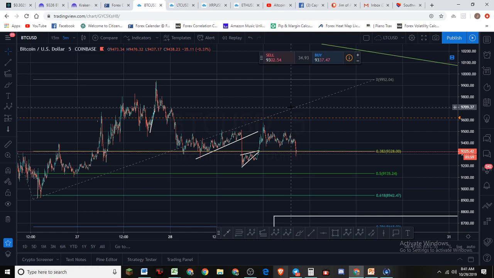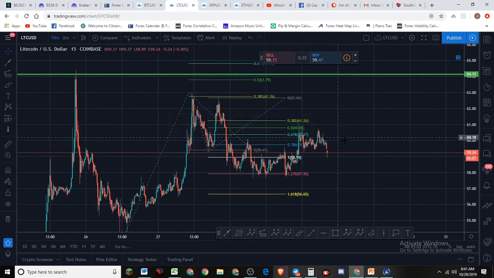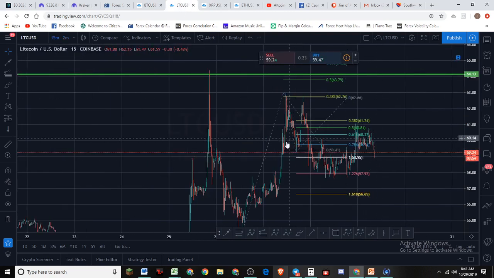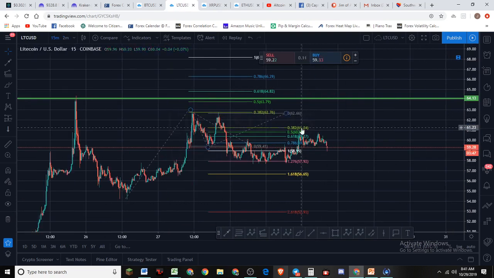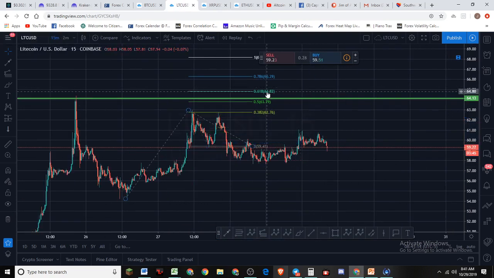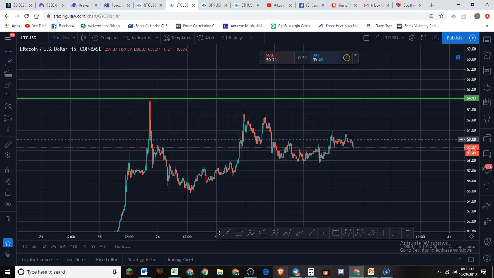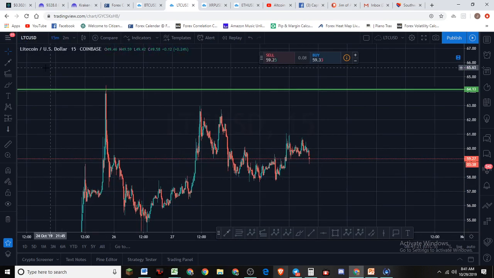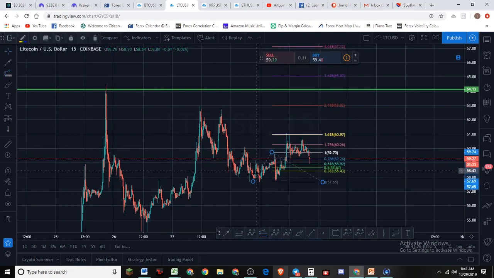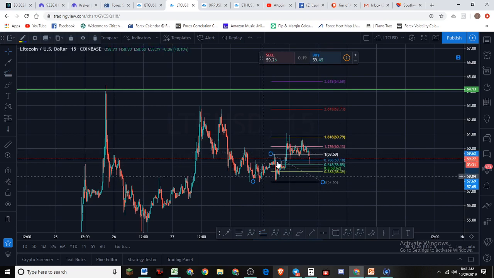All right, let's see here. Let's look at LTC and see what we've got. We got an A wave, a B wave, and it looks like we're coming down as well. But it doesn't have the follow through we're looking for. It's a pretty corrective structure there. 3 waves, corrective structure.